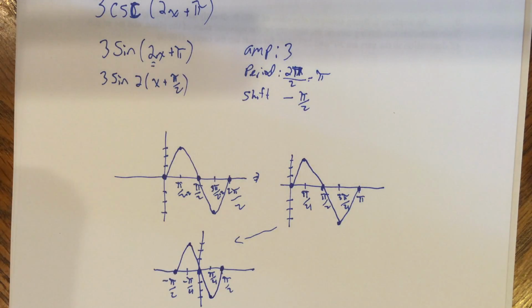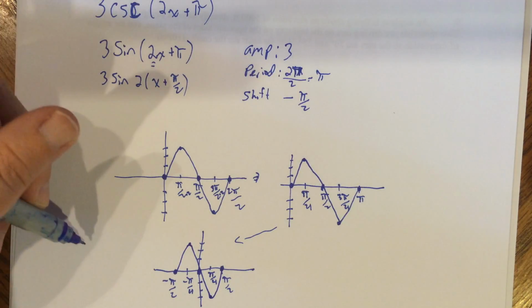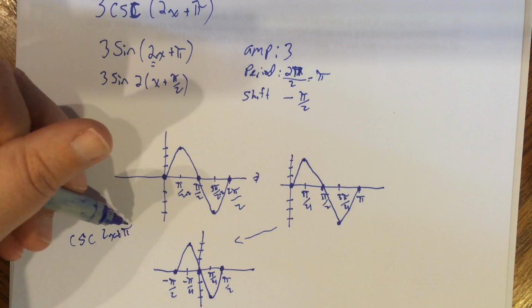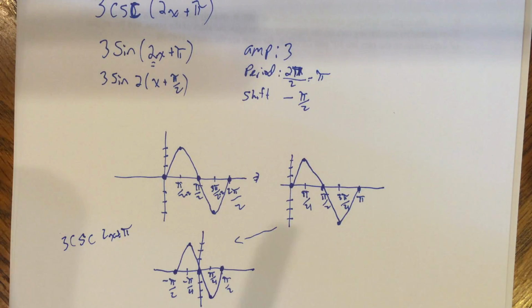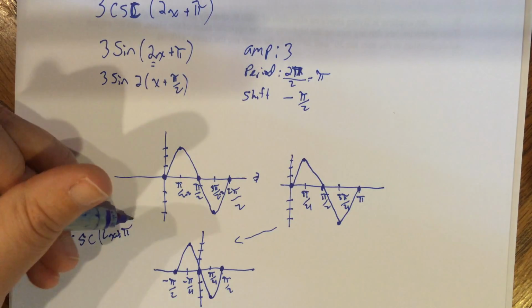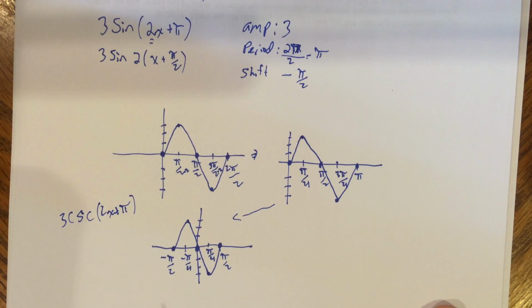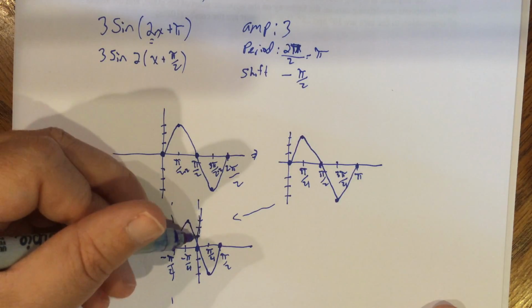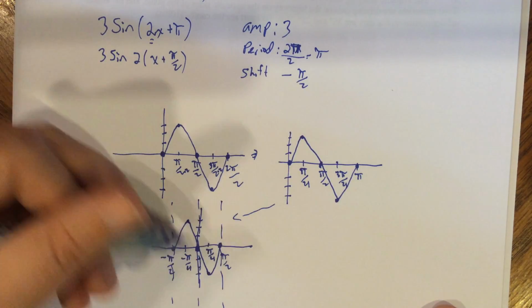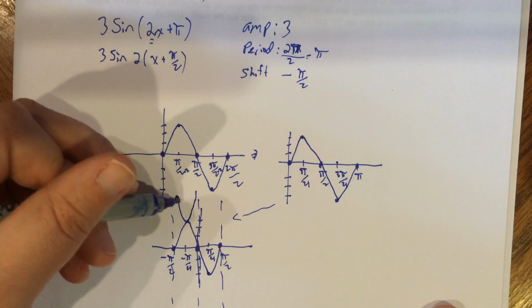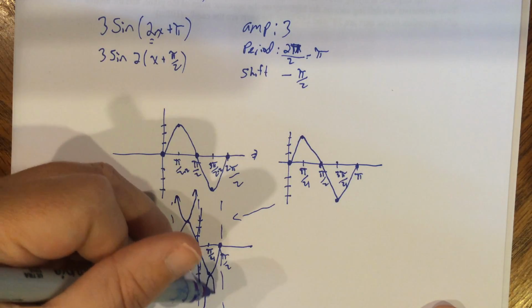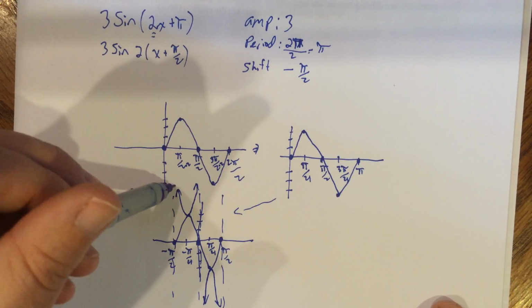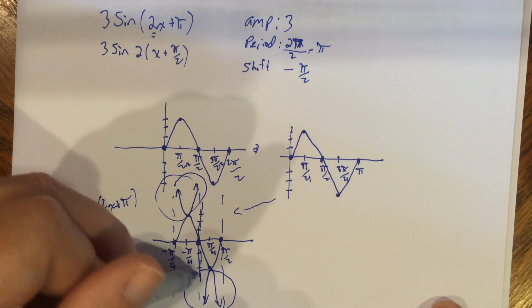So now again though, we're not graphing a sine. Our original thing was to graph the cosecant of 2x plus pi, 3 cosecant 2x plus pi. So we graph the sine, the cosecant is just 1 over that. So wherever it crosses the x-axis, we're going to put in vertical asymptotes. And we're going to draw the graph coming down to it and the graph coming up to it. And so this part of the graph right here is actually my cosecant.